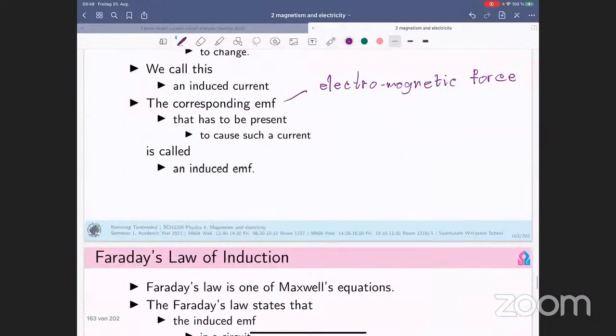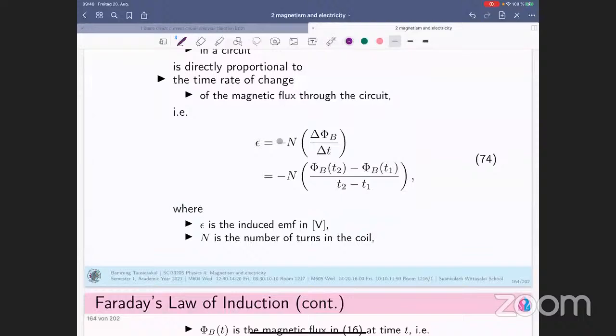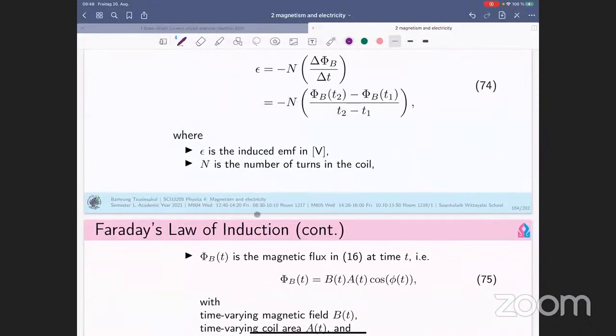You get to know the formula of Faraday's induction law, right? And phi B is magnetic flux, which is B A cosine phi, that's what we have heard before. Phi B equals B A cosine phi.